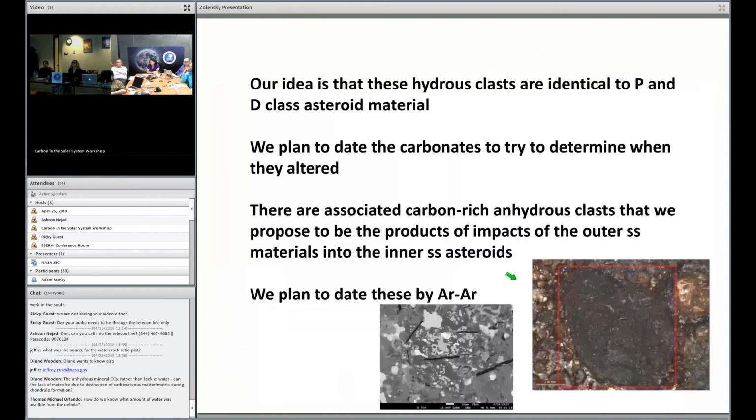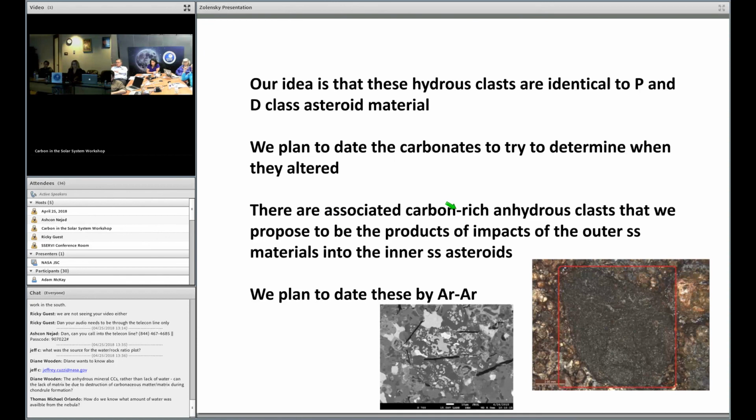I'll go on. My final talk again, sorry. So our idea is that these little class, which are in ordinary chondrites and other kinds of meteorites, including maybe also the ATDs, are perhaps better samples of P and D class asteroid material than any meteorites, including probably Tagish Lake. We're going to try to date the carbonates in these in the coming couple of years. We got a PhD student in Hawaii who'll be working on that. They've been struggling over standards. You finally solved that problem for calcite at least.